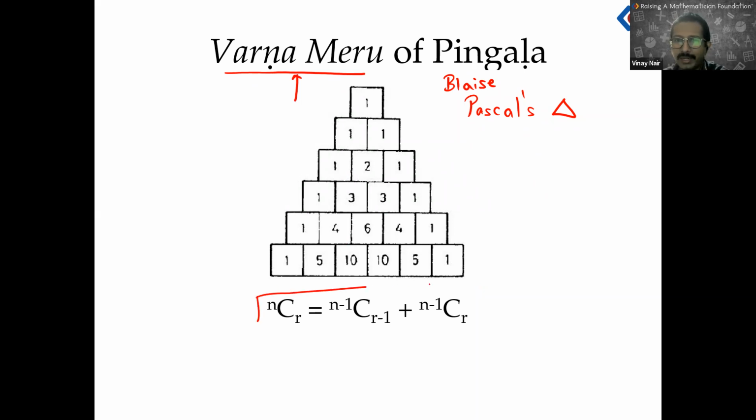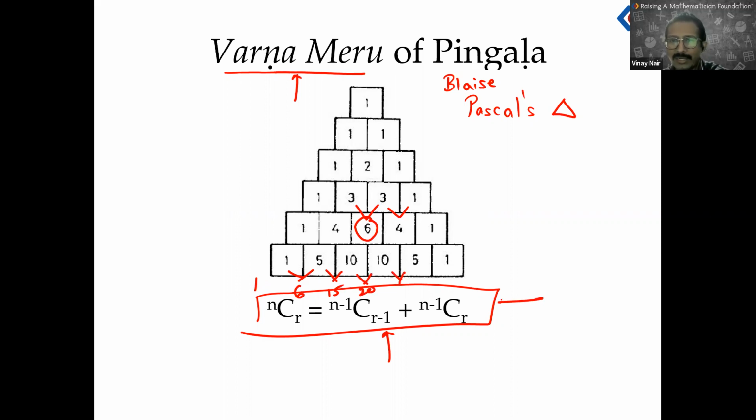And why this identity? Because this procedure that he is giving here is based on this. So he says, if you want to get this cell, then you should add these two to get the next one. To get the next row, you start with one and then you add these two, you get the next row. You add these two, that is the procedure he is giving. So when he is giving that procedure, he is essentially giving this particular identity.